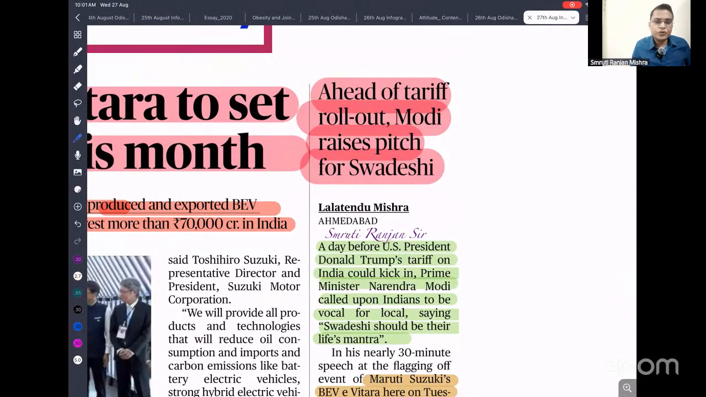50% is going to kick in from today. So our Prime Minister is talking about how we need to promote more indigenous market. We need to be more vocal for the local market. Okay? So that is what they are demanding.